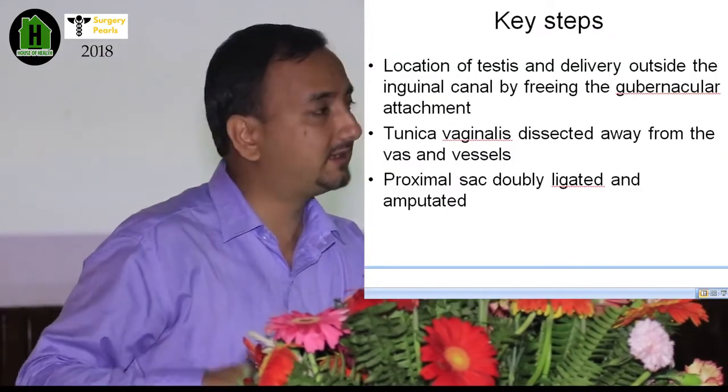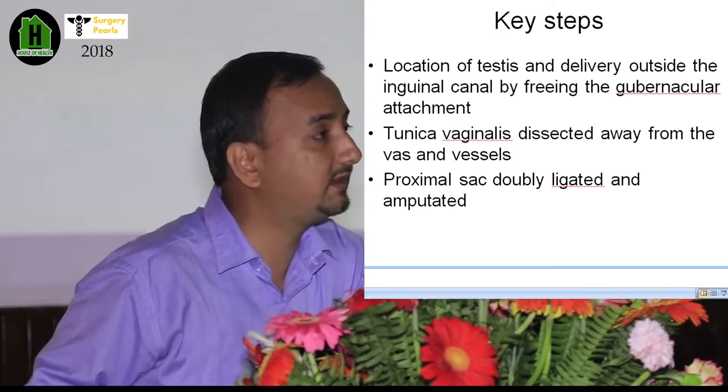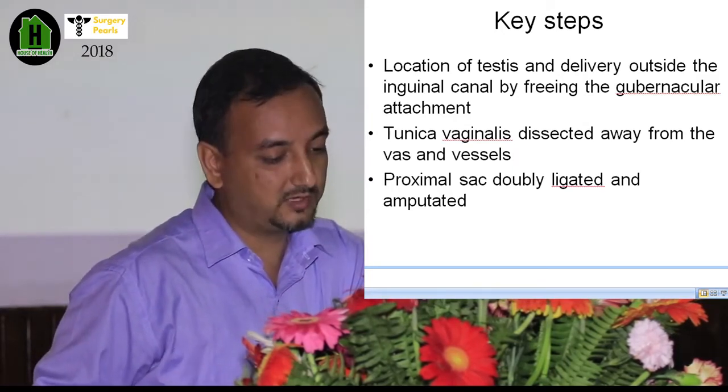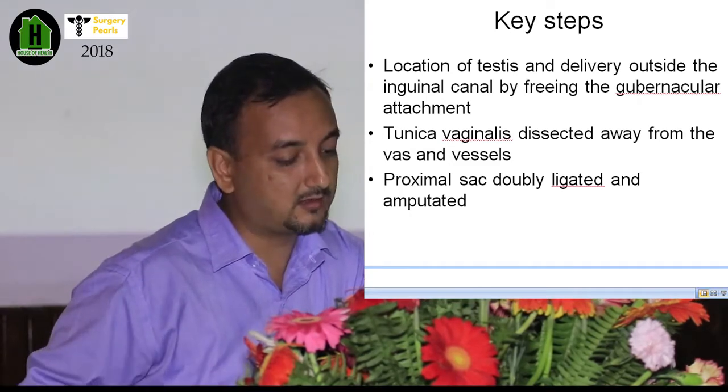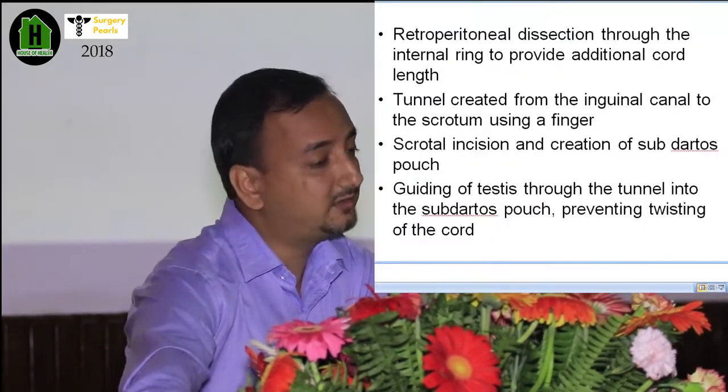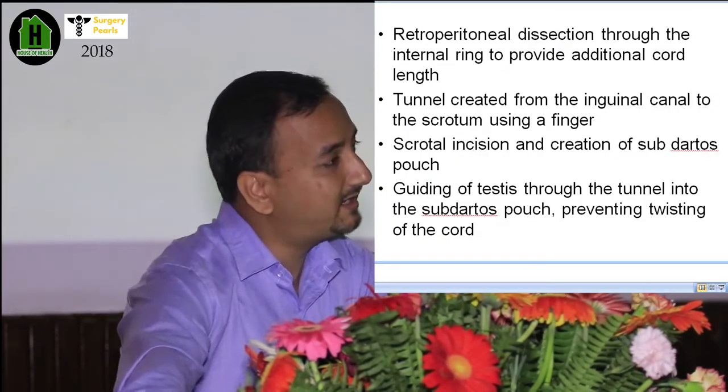And the key steps would be to locate the testis and deliver it outside the inguinal canal by freeing the gubernacular attachment. Then the tunica vaginalis is dissected away from the vas and the vessels. Then we ligate the proximal sac, doubly ligated, and then amputate the sac. Then we proceed for retroperitoneal dissection through the internal ring to provide additional cord length.